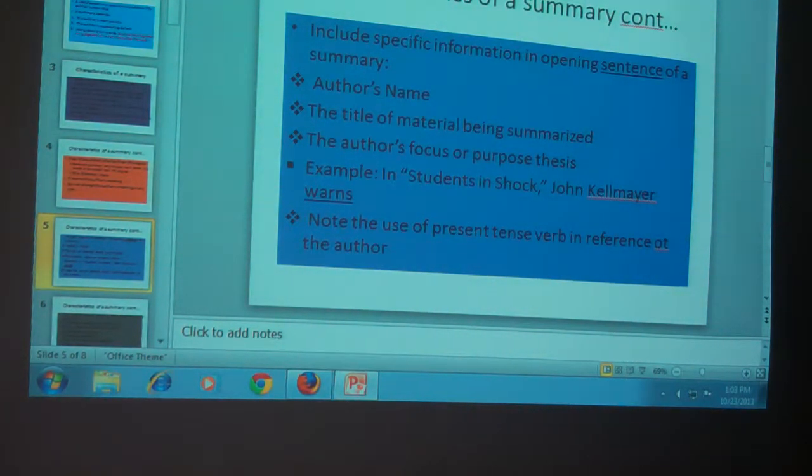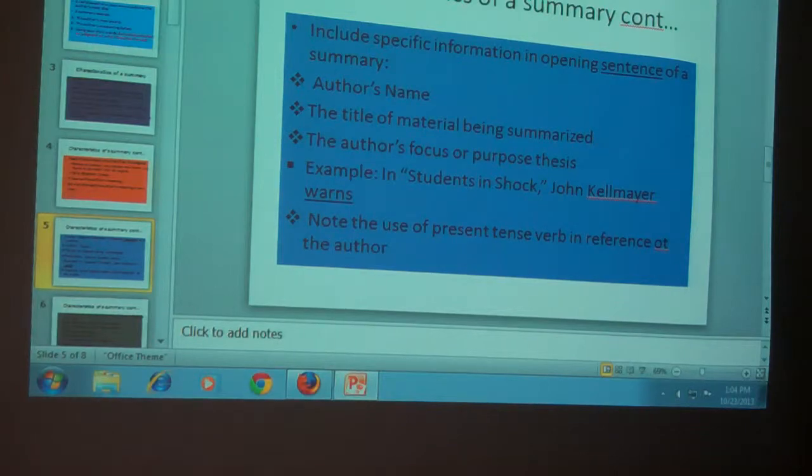Next slide. Again, sticking with characteristics of a summary. Include specific information in the opening sentence of your summary. And what I've put here is very important, that you include the author's name, the title of the material being summarized, and the author's focus or proposed thesis. So, for example, you might open your summary by saying, and again, it's just an example, you've got your 2 college education articles from They Say, I Say.